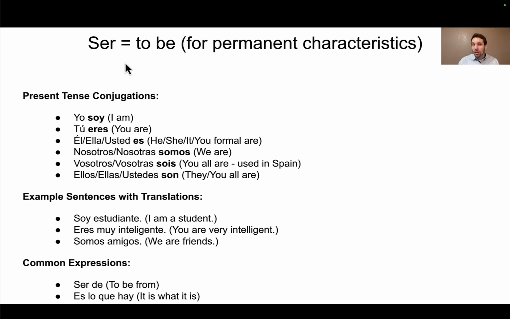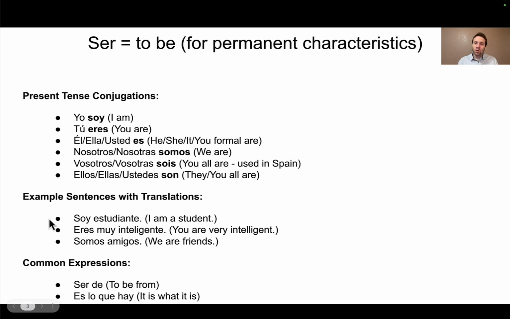The next verb is ser, or to be. This is also to be, but it means for permanent characteristics, things that don't change. You don't have to worry too much about the differences between ser and estar at this point in the class. All you need to know is that it means to be. So for example, yo soy is I am, as in soy Tim, I'm Tim. Tú eres, es, somos, sois, son.